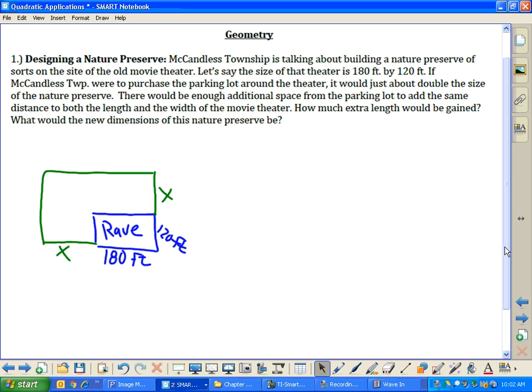Yeah, we're doubling the area. So I should probably figure out what the original area of this cinema was and then double that area, right? So that'd be 180 by 120. So this area, music to my ears, y'all sliding your calculators open, good job. So 21,600 square feet is the movie theater, which I also thought sounded kind of big enough.